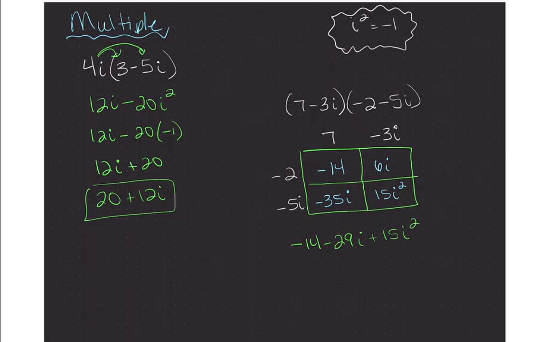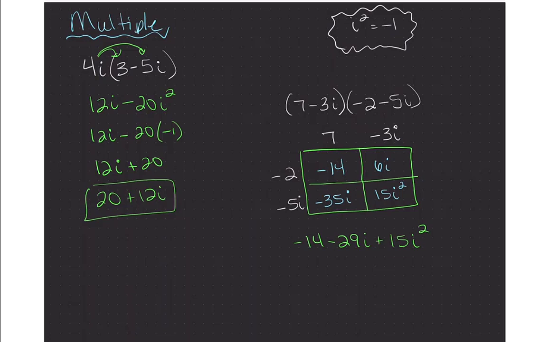I need to learn how to write straight. This is crazy. I'm going to rewrite it. I'm going to try and do better. So what did I have? I had -14 minus 29i plus 15i squared, right? And we're like, well, that doesn't look a whole lot better.